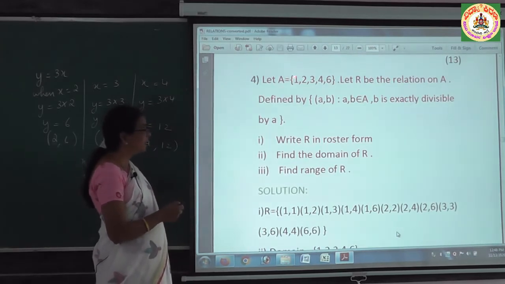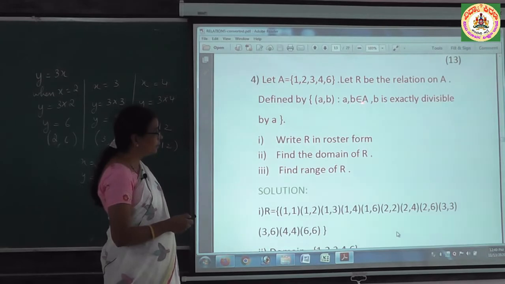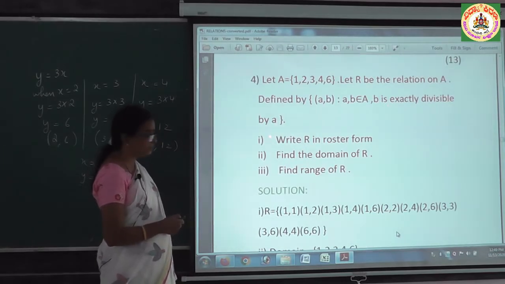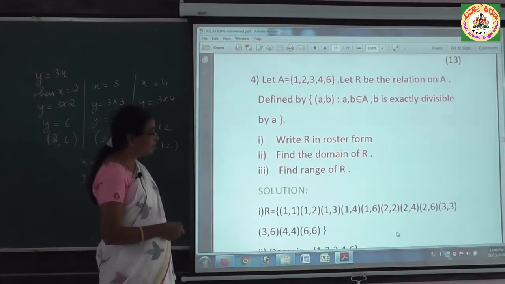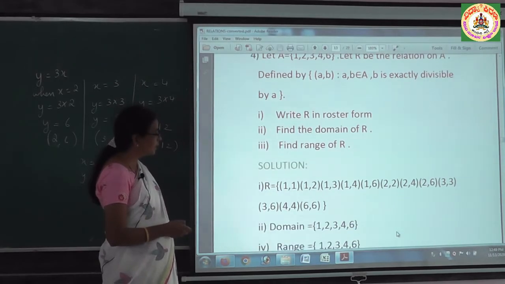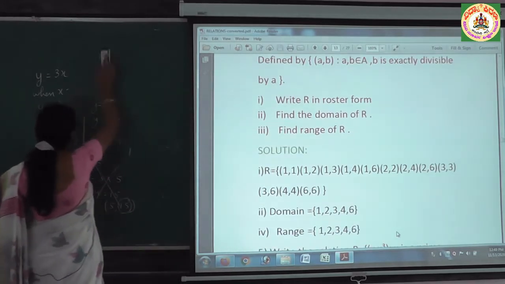Next example: let A is equal to 1, 2, 3, 4, 6. Let R be the relation on A defined by (a, b), a, b belongs to A, b is exactly divisible by a. Here the condition is b is exactly divisible by a. Write R in roster form. Find the domain of R. Find the range of R. First we shall find out the relation R.